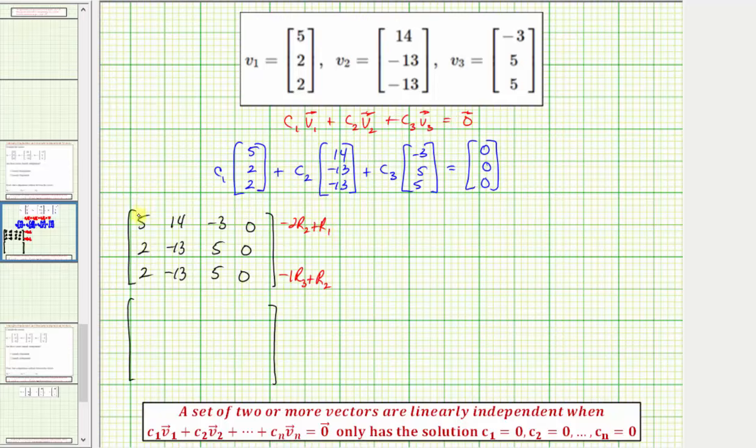So in the first row, we'd have negative 2 times 2 plus 5, that's 1. And then we'd have negative 2 times negative 13, that's 26, plus 14, that's 40. Negative 2 times 5, that's negative 10, plus negative 3, that's negative 13, and then we'd have 0. Second row stays the same.